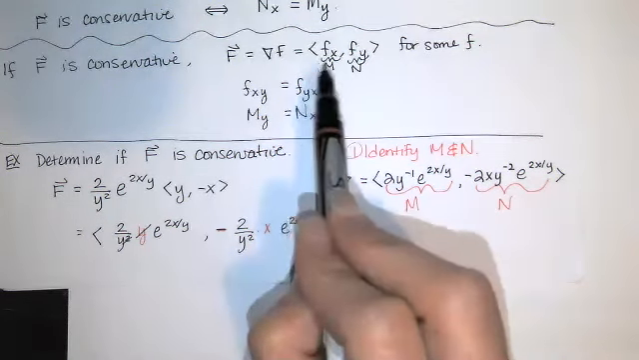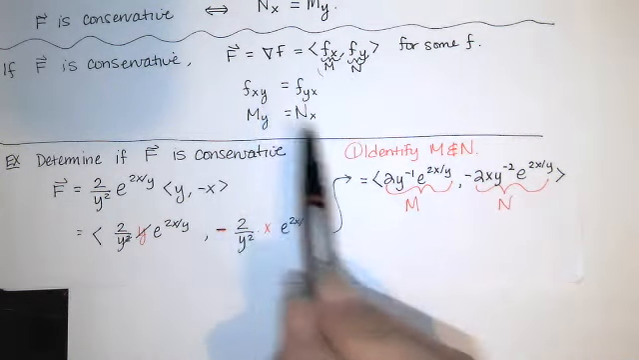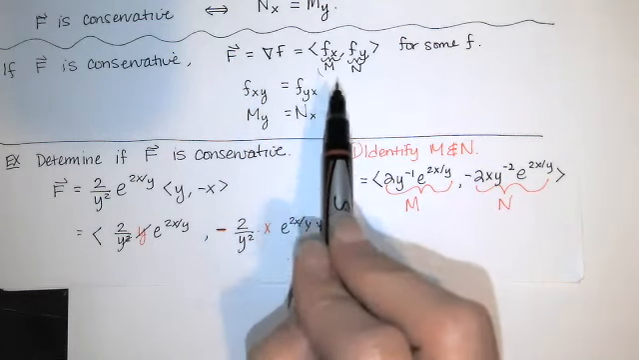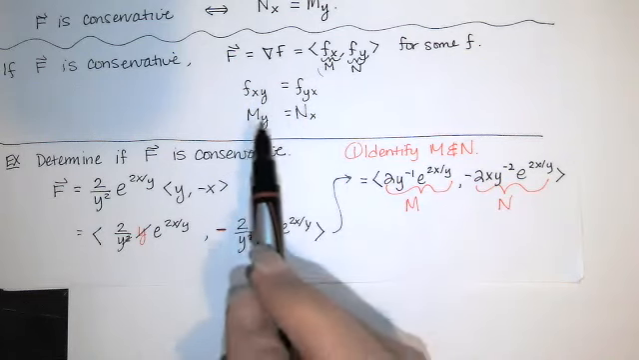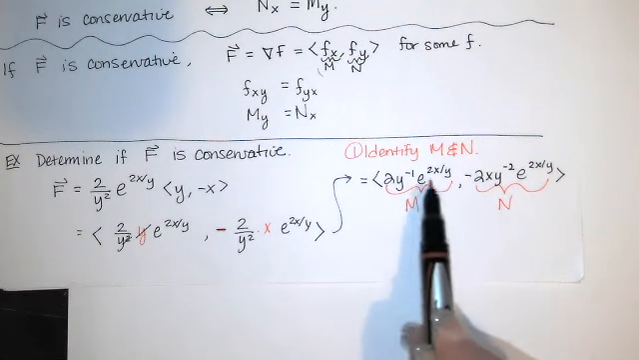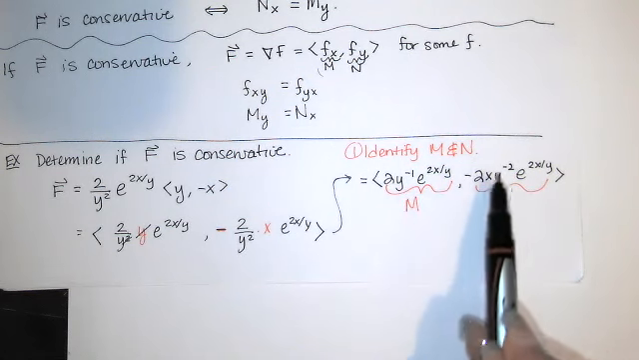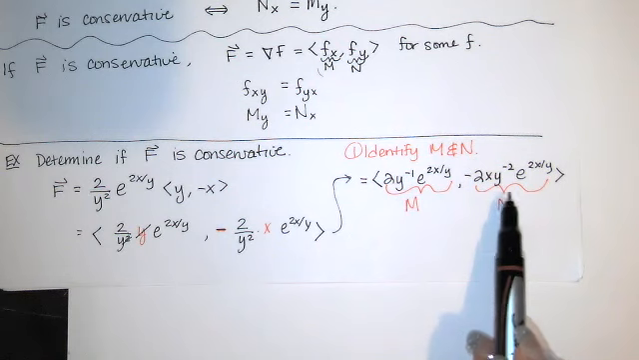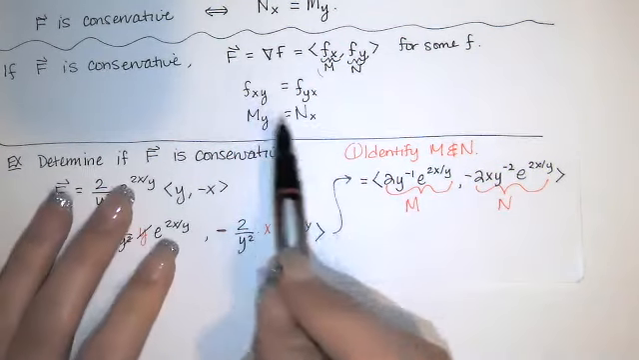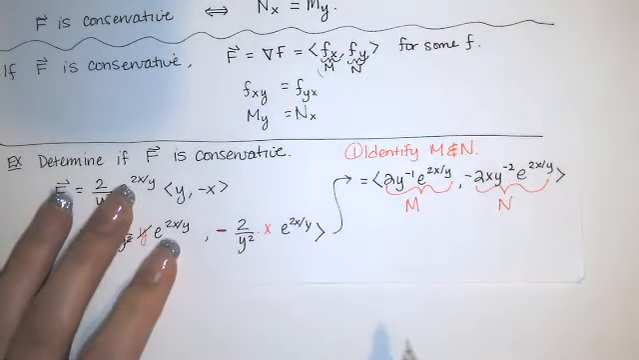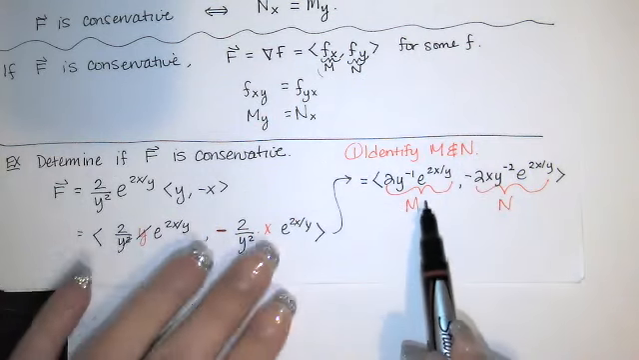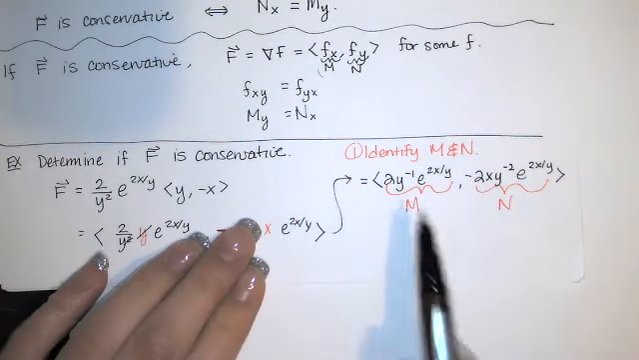And again, that's because we're trying to confirm that the mixed partials of the function little f are equal. If the partial of this with respect to y is not equal to the partial of this with respect to x, then there's no function little f out there that satisfies this. So we just identify these guys, and now I just take the partials of each of these with respect to the appropriate variable. I'll do that on the next page.